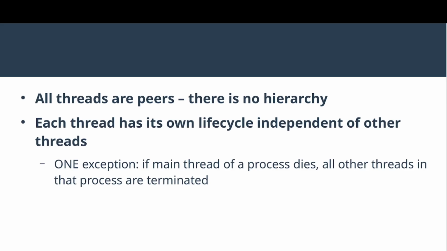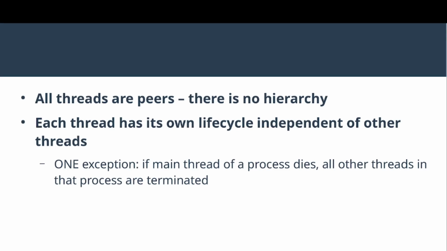So all threads are peers. There is no hierarchy, although I use the terms parent and child to illustrate a point where one thread creates another. From the CPU standpoint, there really is no difference. There's no special treatment of threads. Each thread has its own life cycle, independent of other threads. But there is one exception to this.